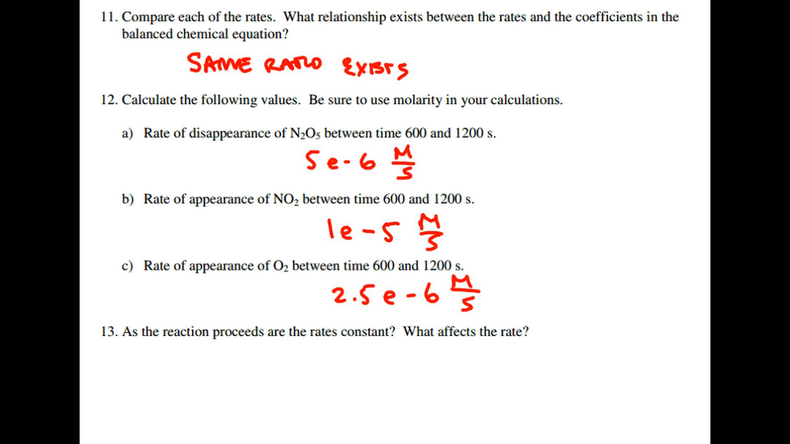As the reaction proceeds, are the rates constant? The rates we found for 12, A, B, and C are different from the rates that we found for 10, A, B, and C. And if you can look, it actually looks like all the rates are getting slower. And that makes sense, because based off of the activities that we did, if you have reactions proceeding based off of the collisions that are taking place, if you have many of the products getting in the way, you don't have as many of the reactions taking place.